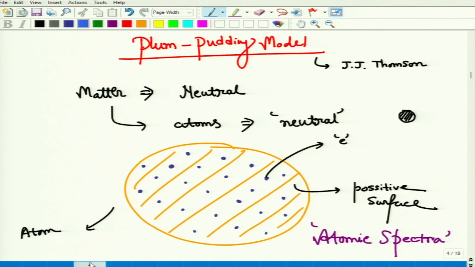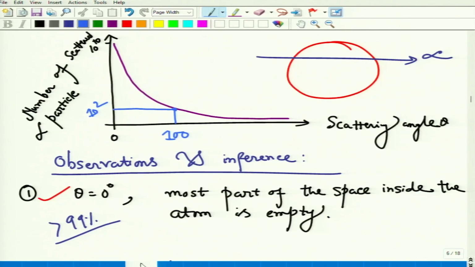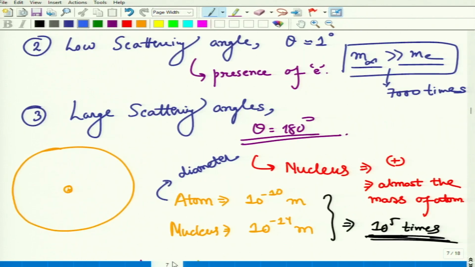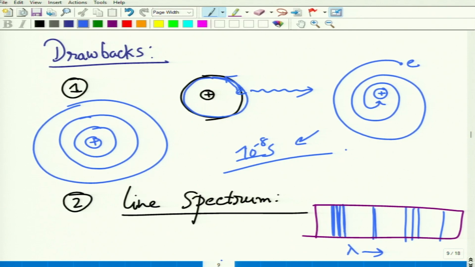And after that we discussed the plum pudding model, not in detail, just gave the idea of the model. Then in detail we discussed the Rutherford atomic model, the experimental setup, the experimental observations, and the inference from these observations. We got the idea of the atomic structure given by Rutherford, and we discussed the concept of the proton, how it appeared, and at last we discussed the drawbacks of the Rutherford model.